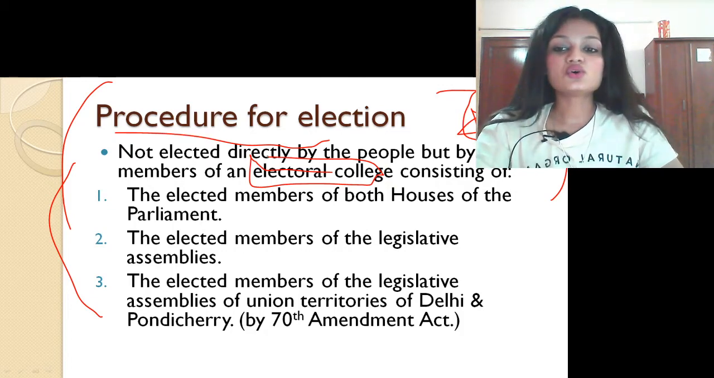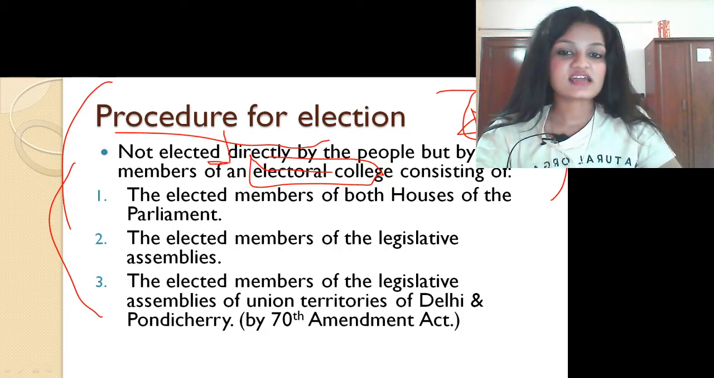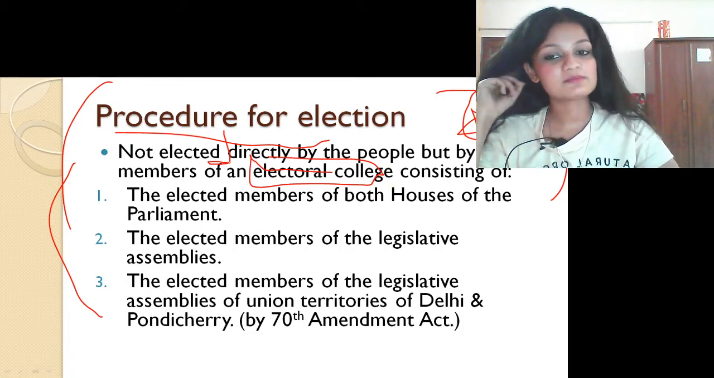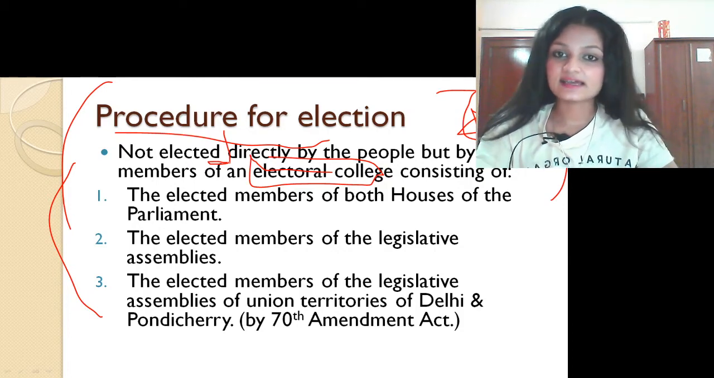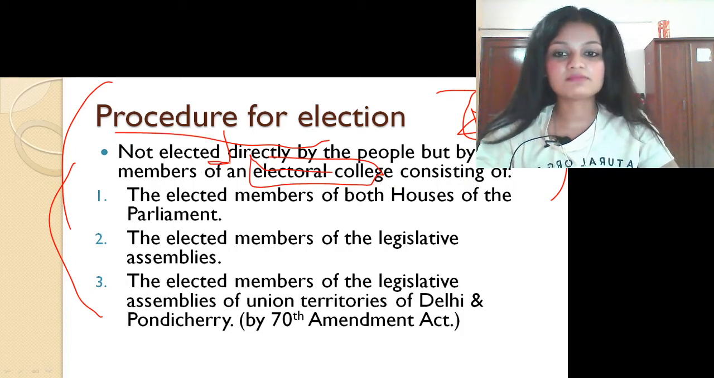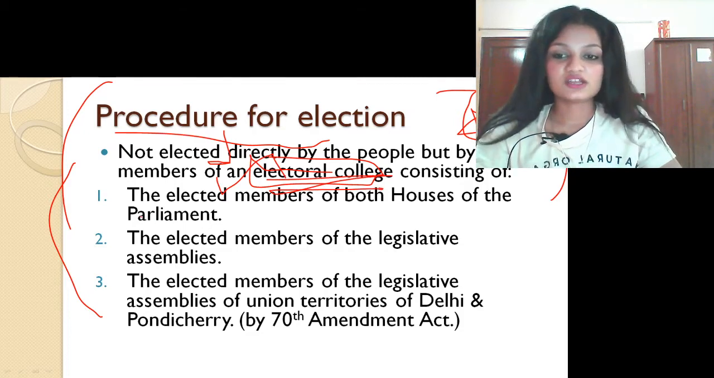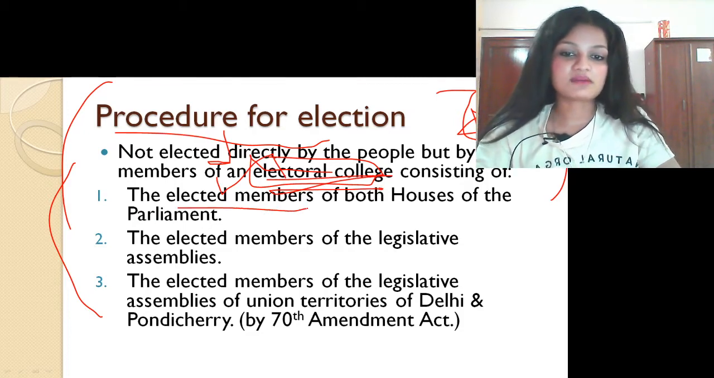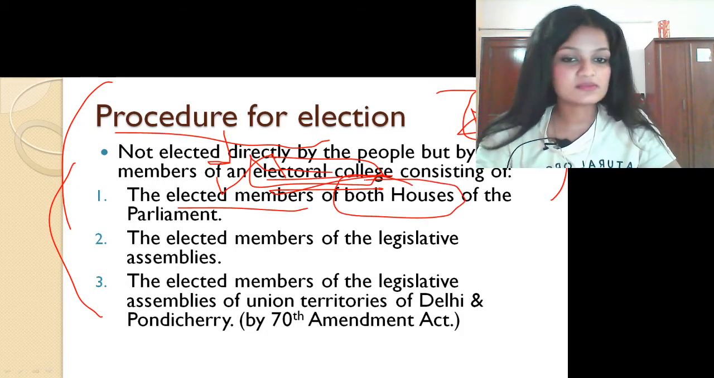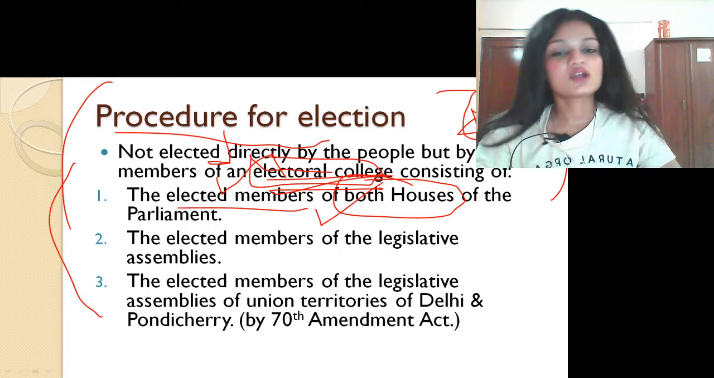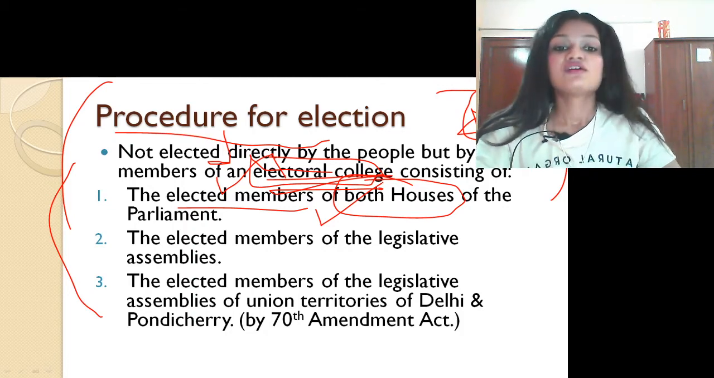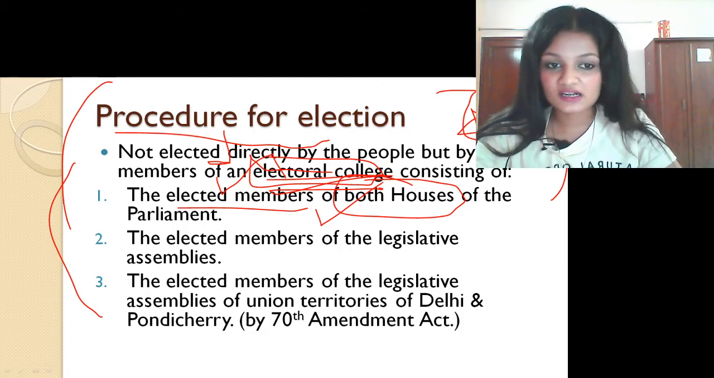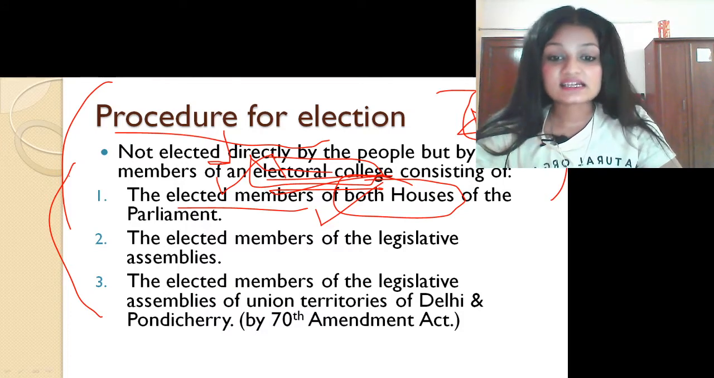So when we discuss the procedure for election, obviously first we have to understand what the electoral college consists of. The president is not elected directly by the people, but by the members of an electoral college. This electoral college basically consists of elected members of both the houses of the parliament. Please keep in mind that it is not like one house or the other house, Lok Sabha or Rajya Sabha. It consists of members from both the houses of the parliament.